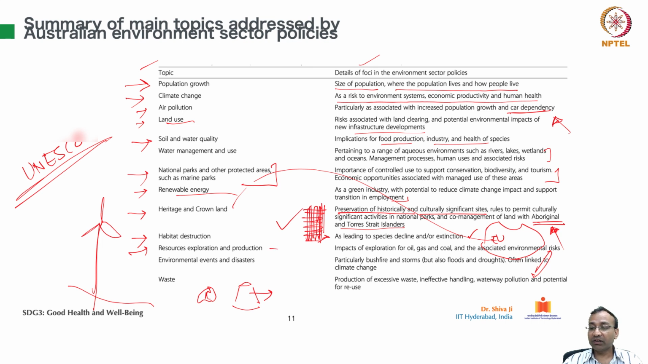Resource exploration and production: the impacts of exploration of oil, gas and coal are associated with environmental risks, events and disasters, particularly bushfires and storms, but also floods and droughts, often linked to climate change, because you may be aware of the El Nino effect. The majority of these impacts are credited to climate change, so such things are directly man-made. Perhaps not all the people on this planet, maybe a select few, but how to hold them responsible and help reverse this process and bring back normalcy?